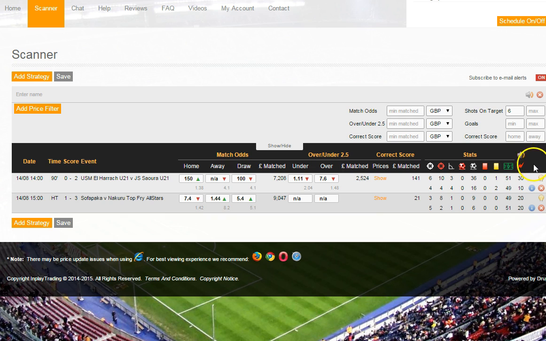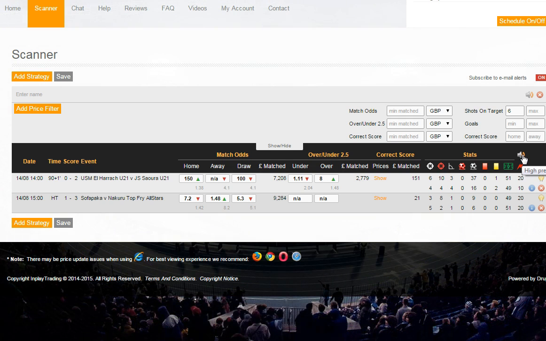And one of the new features which has been added is this alert mechanism, so that you can actually get audio alerts. You can be doing other things in the background, or you could be on another page, and you will actually get an alert to tell you when that particular trigger has kicked in.